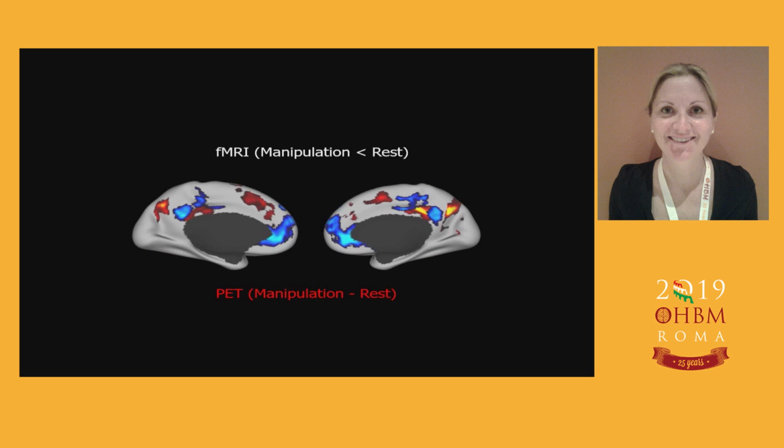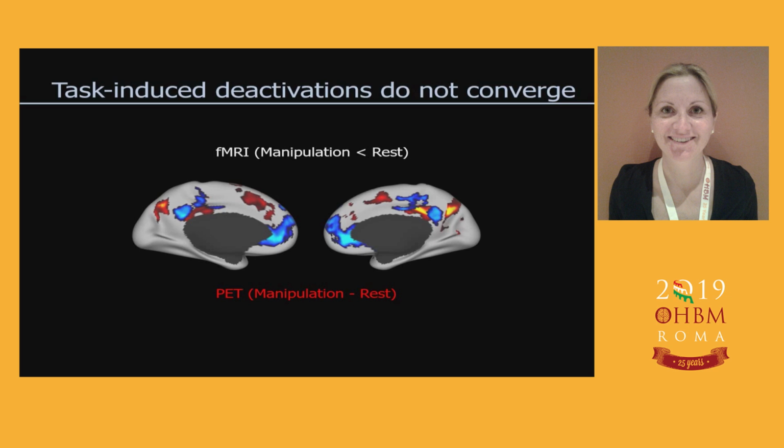And what is striking, of course, is that we don't detect any spatial overlap between a change in PET signal and fMRI deactivations. The PET data is here shown for both sides, so there's neither increases nor decreases in glucose consumption in those exact areas where we see fMRI deactivations acquired at the same time. So task-induced deactivations do not converge.